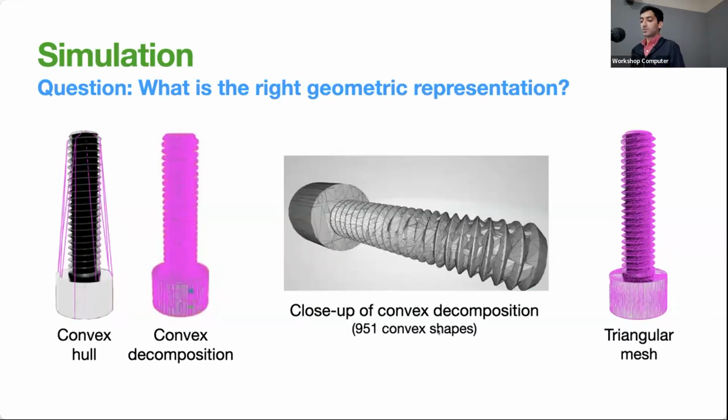When starting on this problem, we evaluated several geometric representations that could be used for highly detailed objects. For example, for a bolt, a convex hull clearly doesn't accurately describe its geometry. Convex decompositions may appear to faithfully describe geometry, but close-up inspection reveals spatial artifacts. Even for perfect decompositions, collision checks are expensive and undesirable contact normals can be generated. Triangular meshes can faithfully describe geometry. However, collision checks are again expensive and interpenetrations between objects can be difficult to resolve.